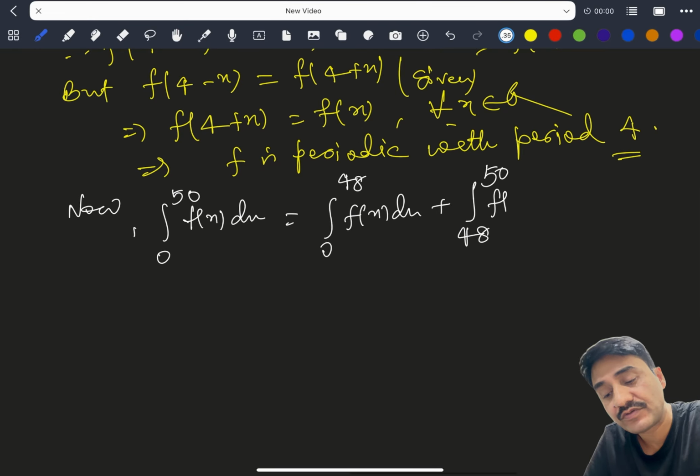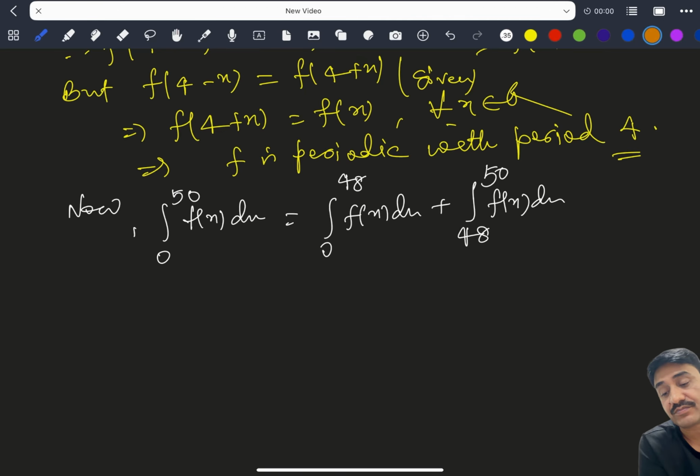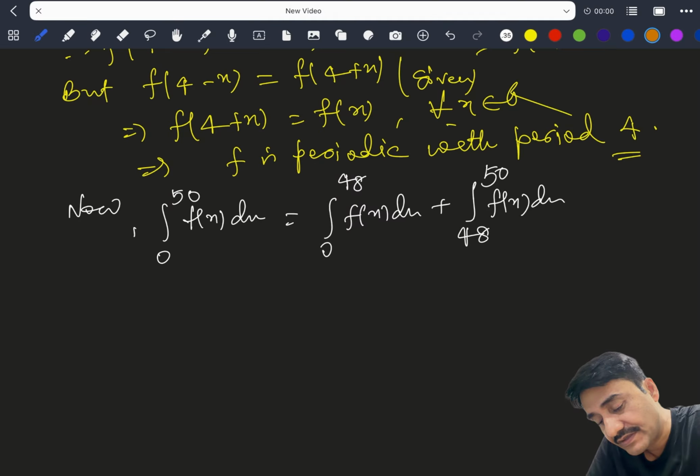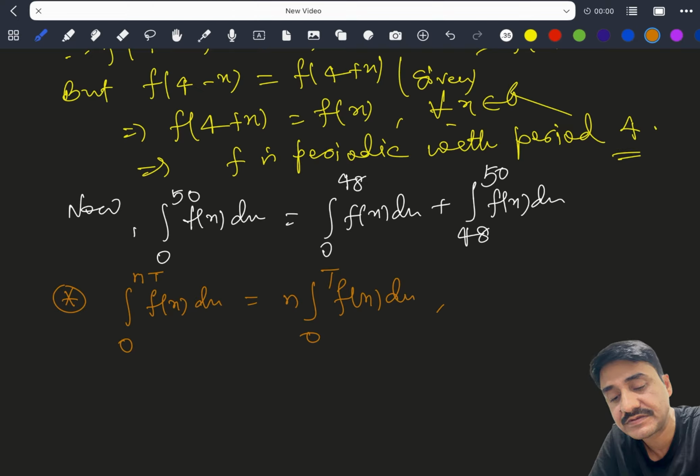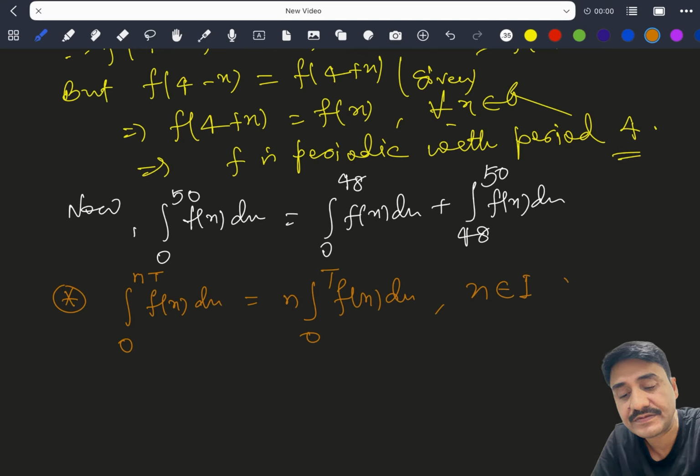Now we will learn one concept, that is the definite integral property. Property says that integration 0 to nT f(x) dx, where T is the period of the function and n is an integer, is n times integration 0 to T f(x) dx. Here n is an integer and T is its period.